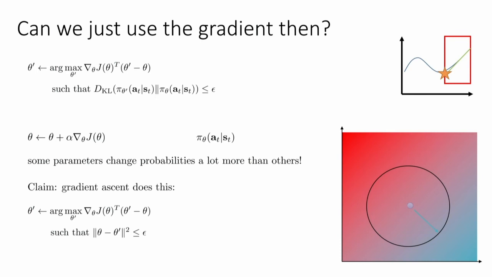And what number is it going to be? Well, it's the number that puts you on the edge of the circle. So it's going to be theta plus grad J, and then the number in front of grad J is whatever ensures that this vector is of length epsilon. So you divide it by the norm and multiply it by epsilon. You take the square root because the constraint is on the square, and that gives you your update.